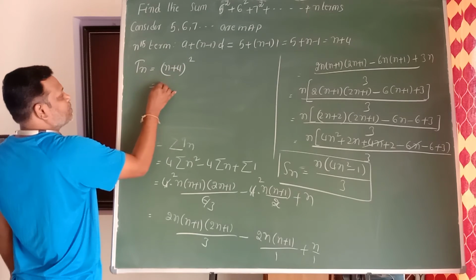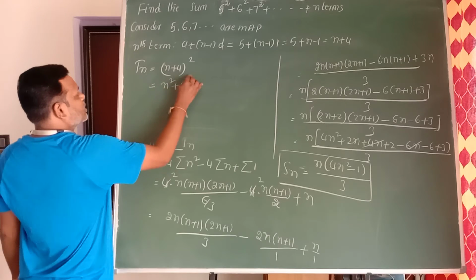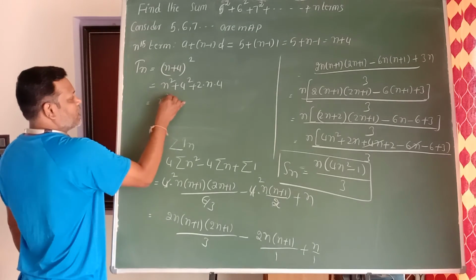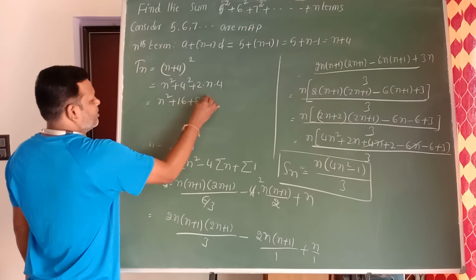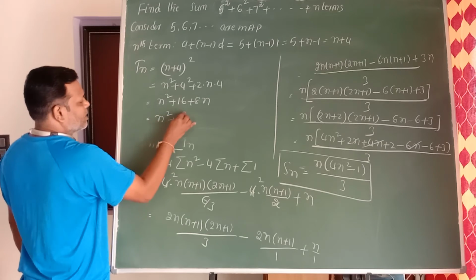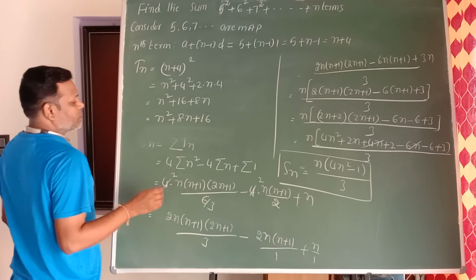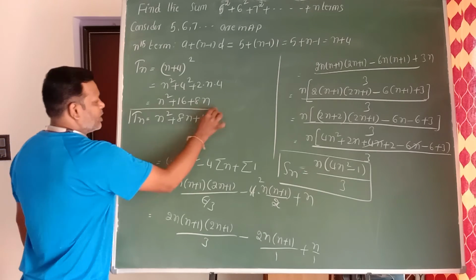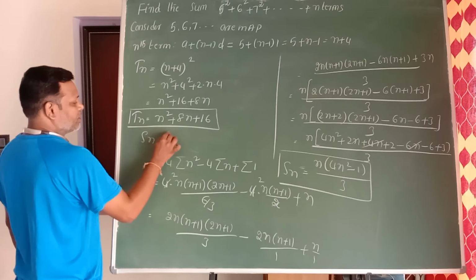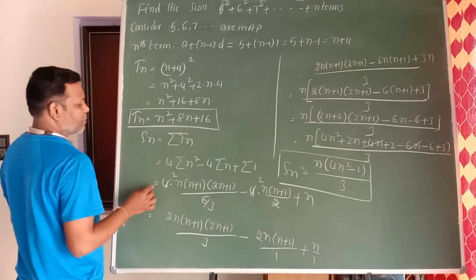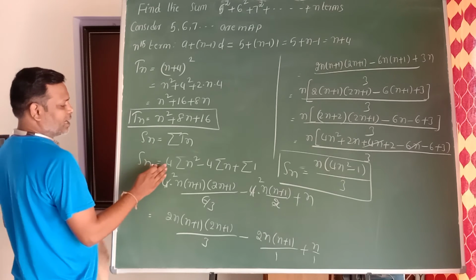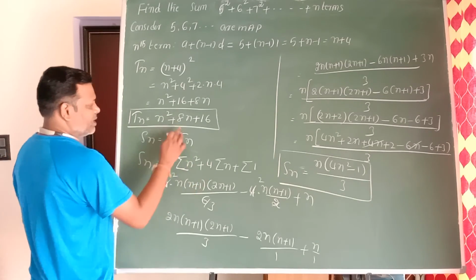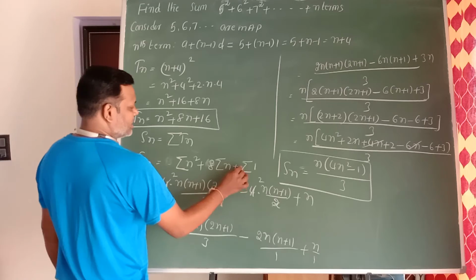Just expand according to (a plus b) whole square: n square plus 4 square plus 2 into n into 4, that is n square plus 16 plus 8n. Simplify this: n square plus 8n plus 16. So that is Tn. Actually we want Sn. Therefore Sn is equal to sigma Tn, which becomes sigma n square plus 8 into sigma n plus 16.